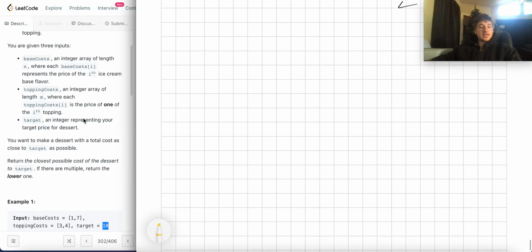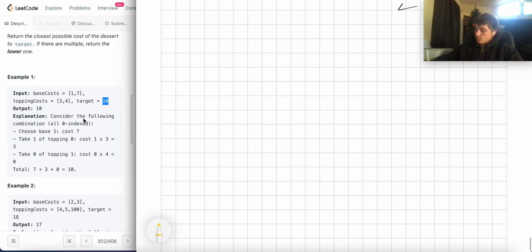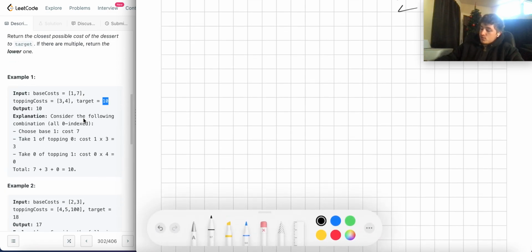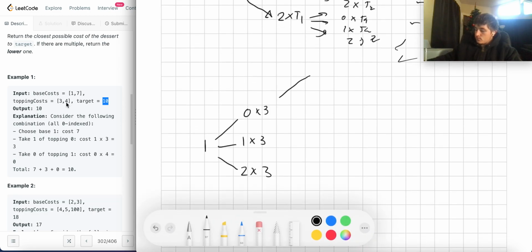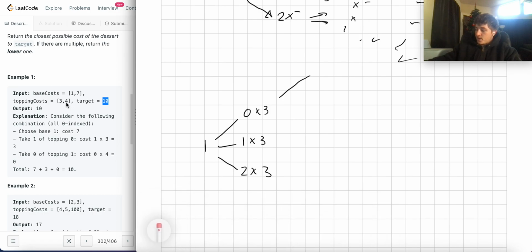So if we looked at the first problem quickly, so we have base cost equals 1 and we have base cost equals 7. So I choose one of those and then I look at each topping, right? So I could use 0 of the first topping, which is 3. I could use 1 of the first topping, which is 3, and I could use 2 of the first topping, which is 3. And then I could go into this state and I could erase all this because it's making everything convoluted and confusing.